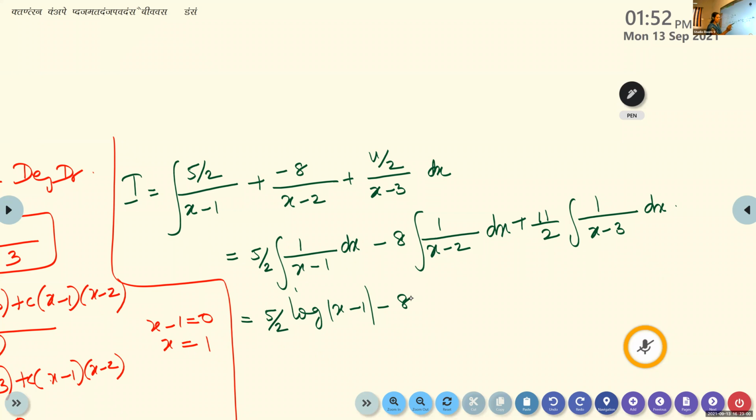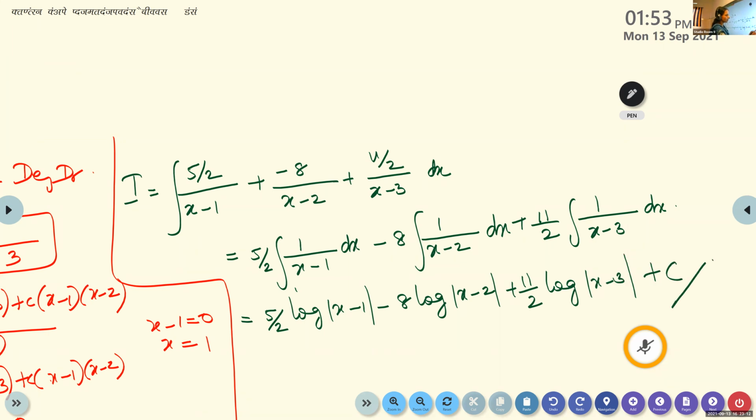Minus 8 into here also, the derivative of the denominator is in the numerator. So log of x minus 2, plus 11 by 2 into log of modulus of x minus 3, plus c. This is the answer.